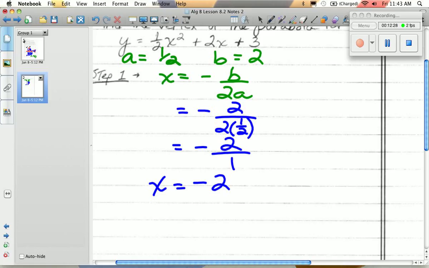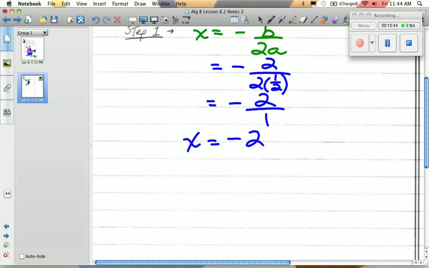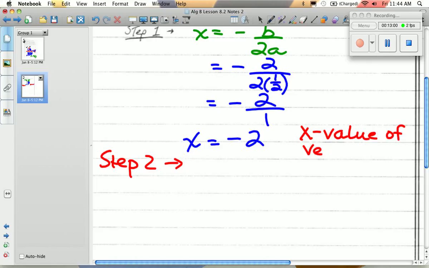What is that again? The axis of symmetry. The axis of symmetry tells us what part of the vertex? The x value of the vertex. So step 1, we just found that the x value of the vertex is negative 2. So now what do we do in step 2?